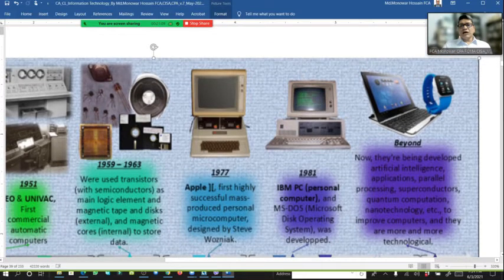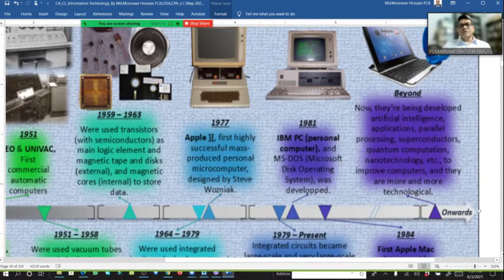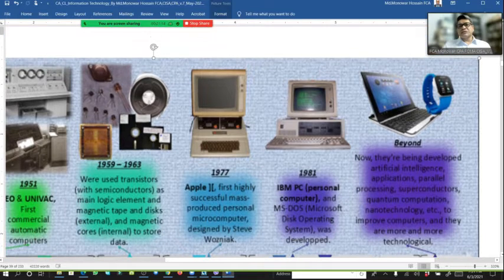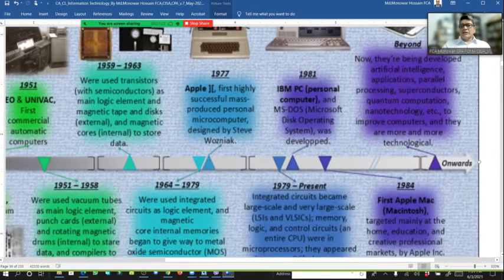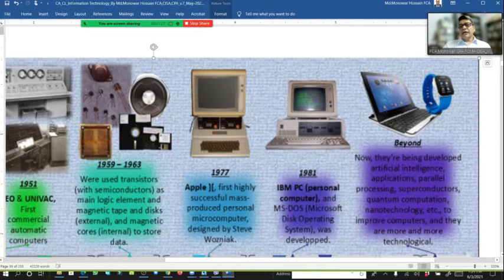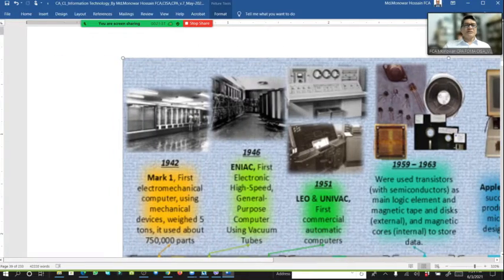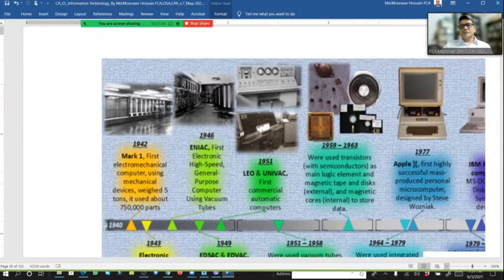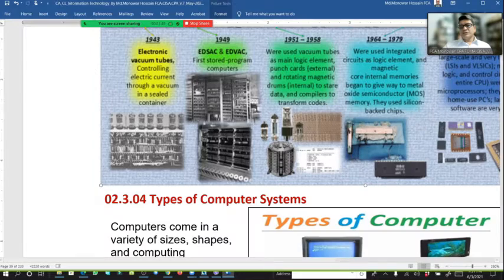In 1981, the IBM PC, personal computer, and MS-DOS, that is the Microsoft Disk Operating System, were developed. And in 1984, the first Apple Mac computer. And nowadays, what we are seeing at this moment, all the innovation started from the beginning, for example our ENIAC. So that is the history of computer.